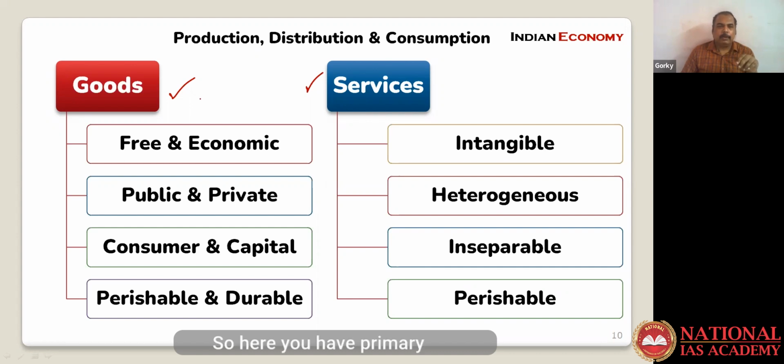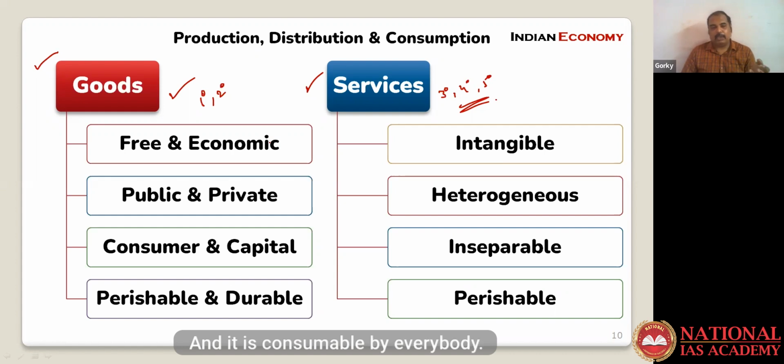So here you have primary and secondary. Here you have tertiary, quaternary, and quinary services, right? So all these go in. When you call goods the physical production, we can call it free goods and economic goods. What are free goods? Free goods are goods which are available free of cost for everybody, and consumable by everybody. Say, for example, natural resources. You can consume it anytime. You can get it free of cost also.